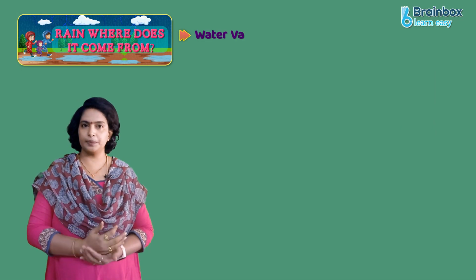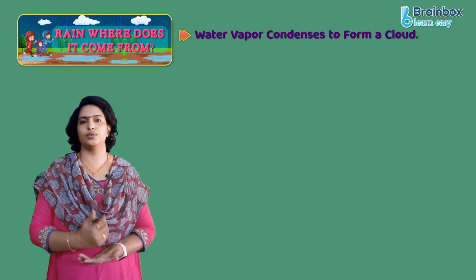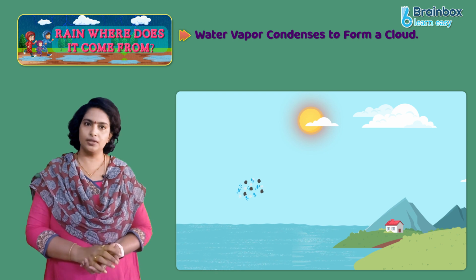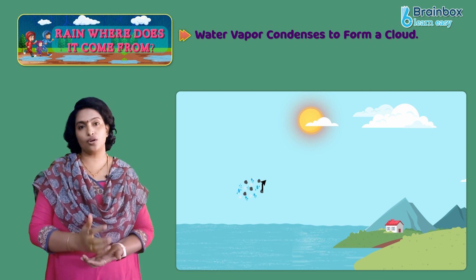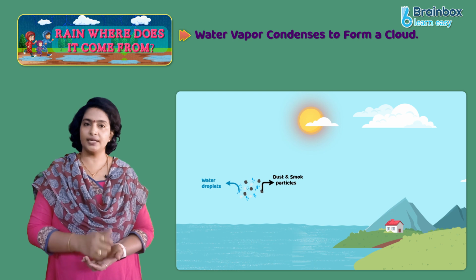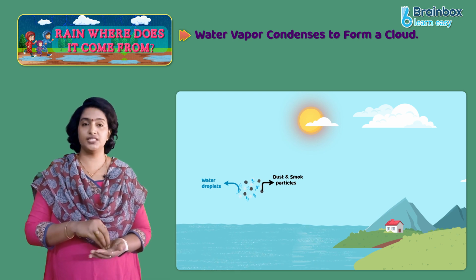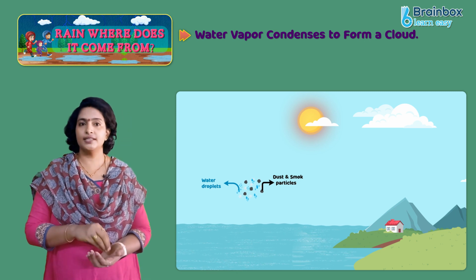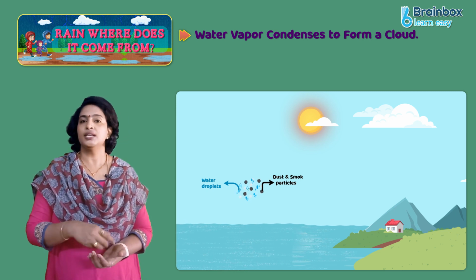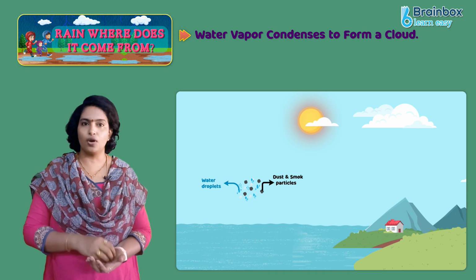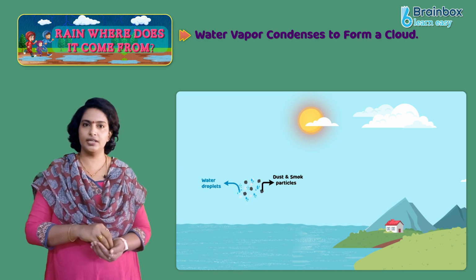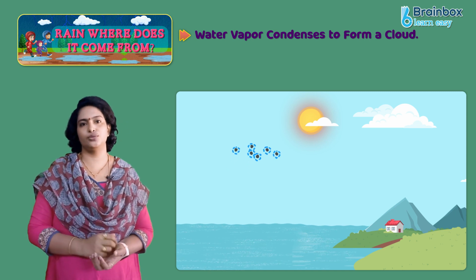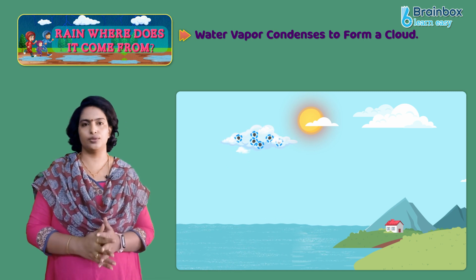Now water vapor condensed to form a cloud. So it's easier for water vapor to condense into water droplets when it has a particle to condense upon. These particles such as dust and pollen are called condensation nuclei. Eventually, enough water vapor condenses on a piece of dust, pollen and other condensation nuclei to form a cloud.